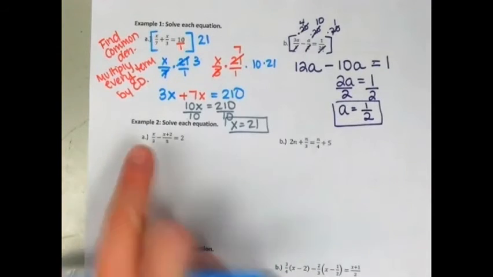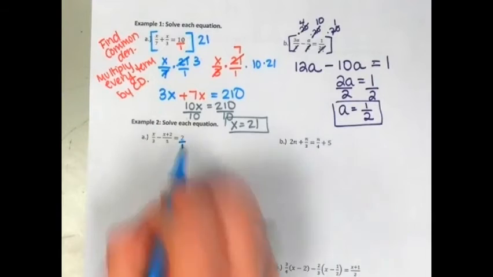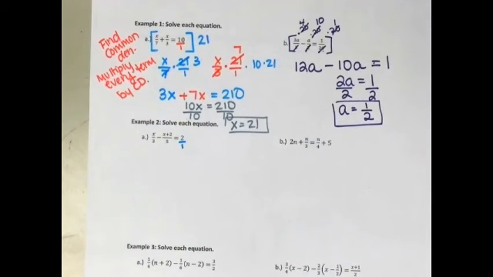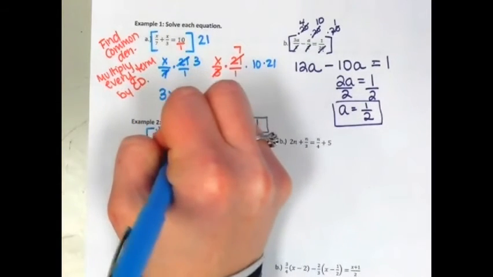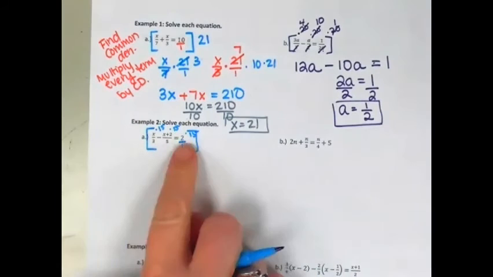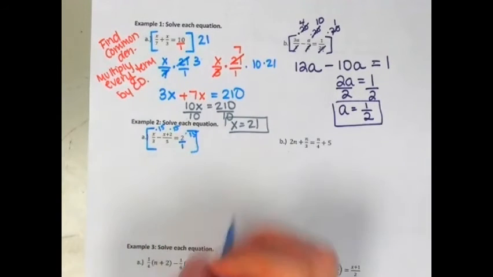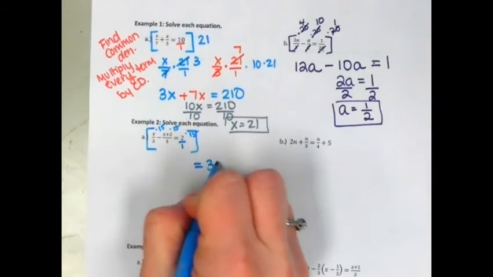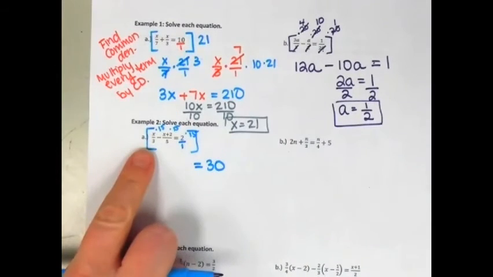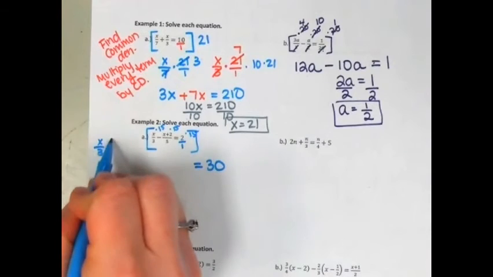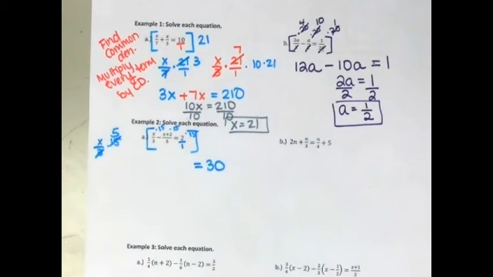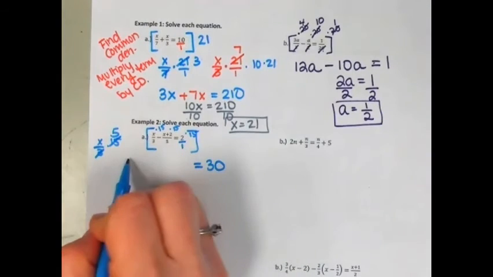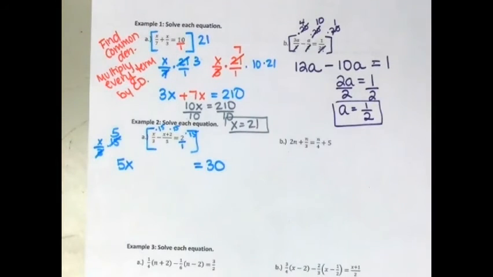Looking at here. 5, 3, 5, and 1. What's my common denominator? 3, 5, and 1. 15. So I'm going to multiply everything by 15. You guys okay with that? Let's do the 2 times 15 first because that's easier, right? What's 2 times 15? 30. So that's going to equal 30. Now, x over 3 times 15. 15 divided by 3 is what? 5. And 5 times x is 5x. Is everyone okay with that?